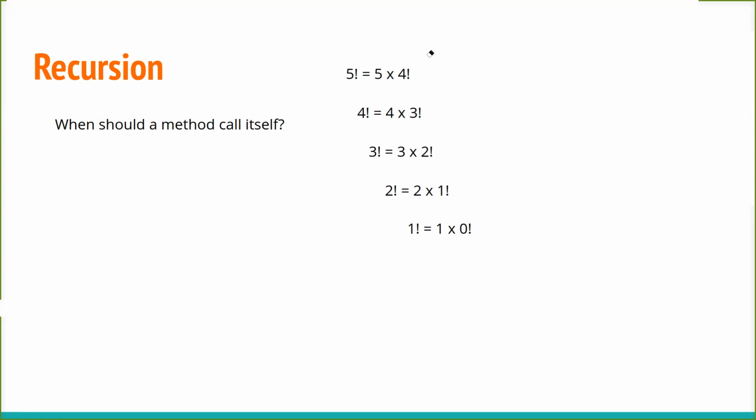So it turns out we can use this idea in programming. Basically, if we can create a method that can solve 1 factorial, so it literally just says if n equals 1, return 1, then we can find any factorial using this pattern.